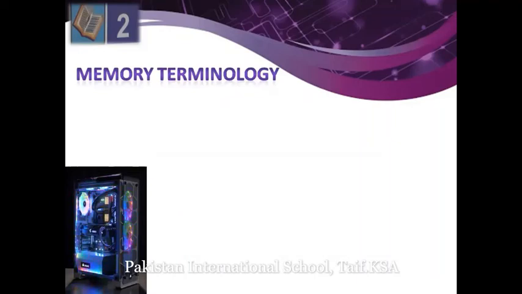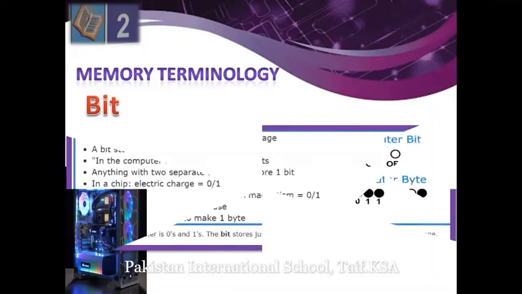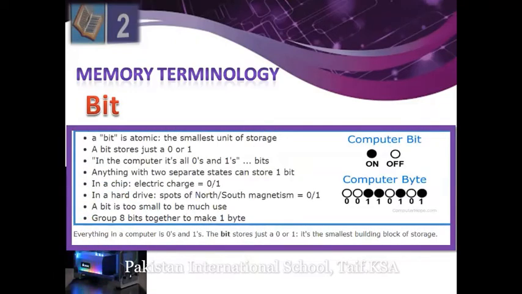Bit, binary digit. A bit can be represented by 1, 0, 0, 1, on, off. A bit is the atomic, the smallest unit of storage. And a bit stores just a 0 or 1. So it can be on or off. It can be 0 or 1. On means 1, 0 means off. True means on, 1; off means false, and 0. So we can use off, 0, false, low for the same purpose.